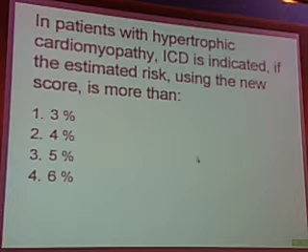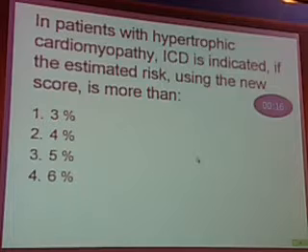Is it 3%, calculated annual possibility for sudden cardiac death, is 4? This number represents the annual rate, the annual possibility for sudden cardiac death development. Is 4, is 5, or 6? Please vote.